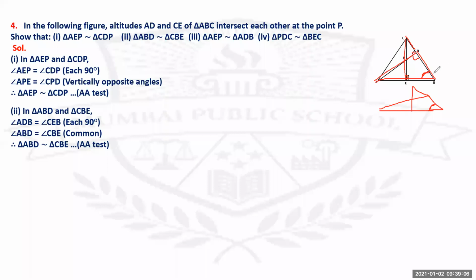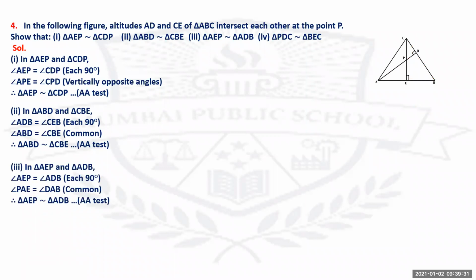Angle ABD equals angle CBE. Common angle. Therefore, triangle ABD is similar to triangle CBE by the angle test. Understood? We've got two pairs of angles congruent, so the two triangles are similar by the angle test. Now we'll move ahead to the third pair.